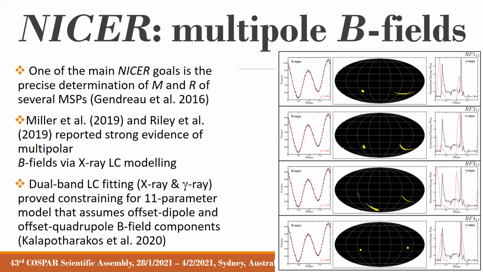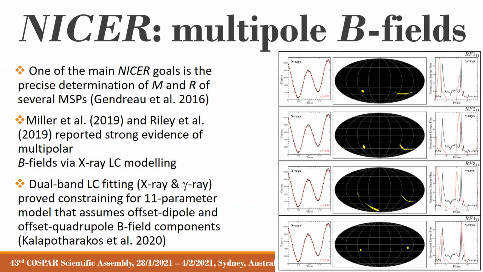Let me move to NICER multipolar fields. So NICER, there will be a talk on this. So I just want to mention very briefly that one of the goals of NICER is to precisely determine the mass and the radius of several MSPs, or millisecond pulsars, and two recent papers by Miller and Riley reported strong evidence for multipolar B fields via X-ray light curve modeling, and GR ray tracing, etc.